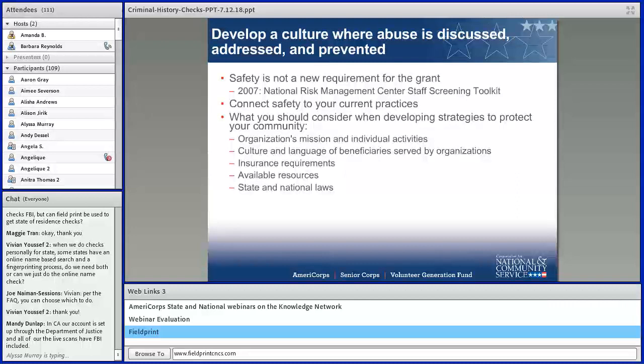We've got another question here. In California, our account is set up through the Department of Justice, and all of our Live Scans have FBI included. Yep, I believe that's the appropriate state repository for California.